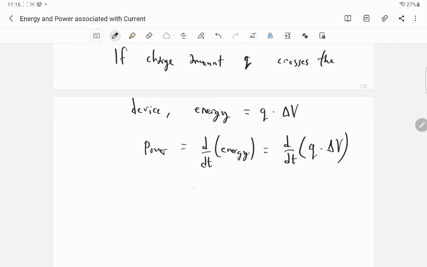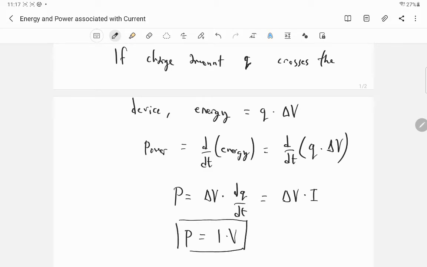And what you can do is then you say that the power is equal to delta V times dq by dt. And this right here is the rate at which charge crosses the device. It's I, right? That's the current. And so typically people write P is IV, but really it's a potential difference that it's crossing, not a particular value of voltage. But yeah, it gets shorthanded to this expression.